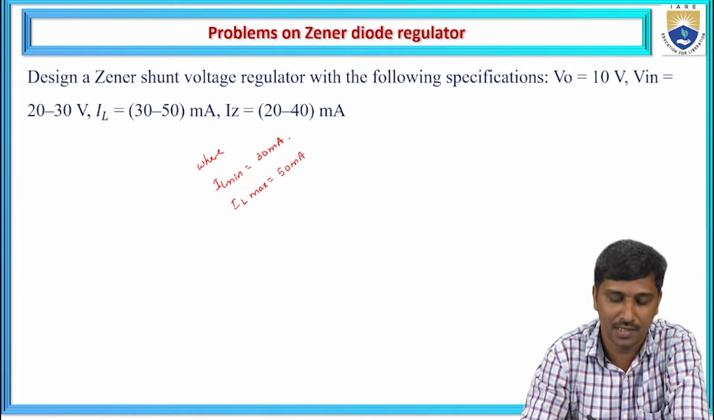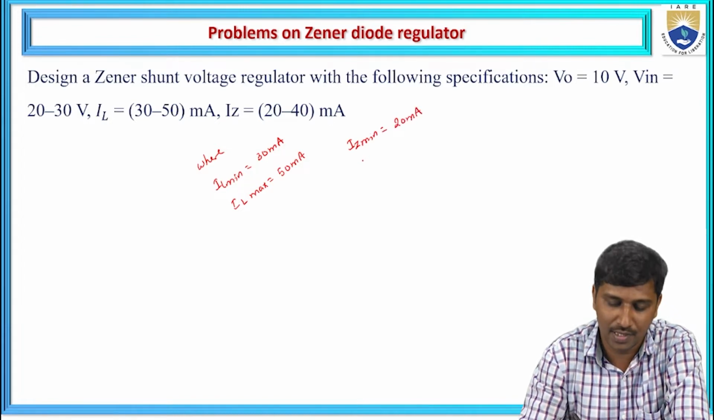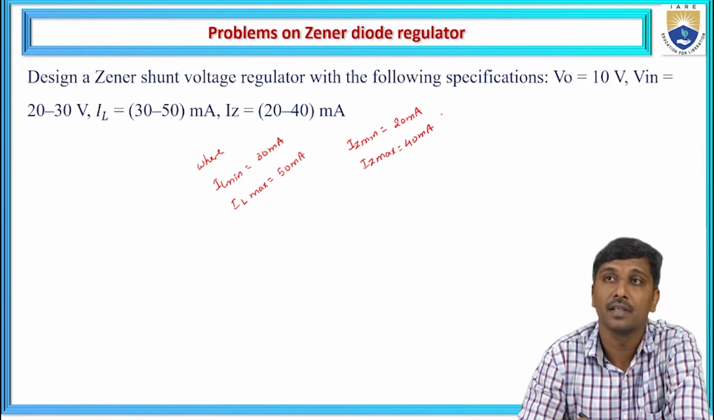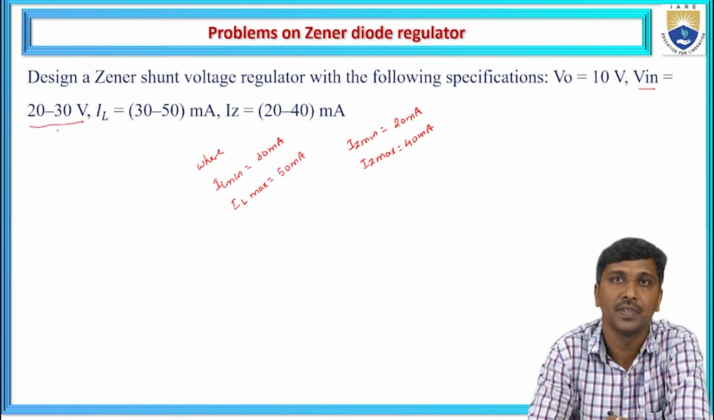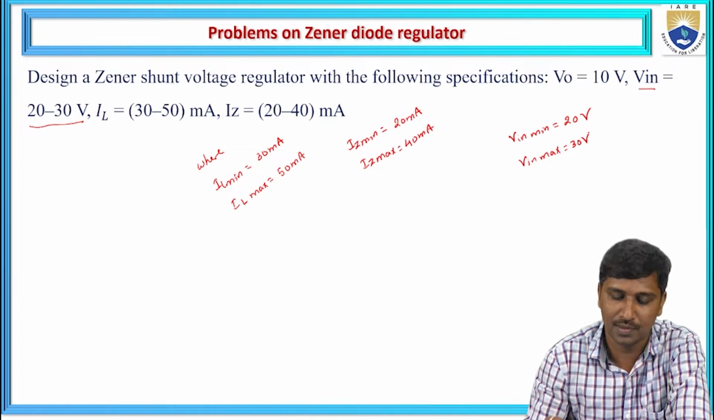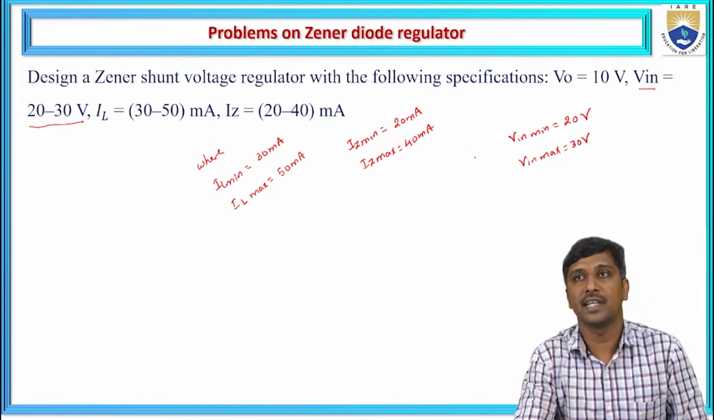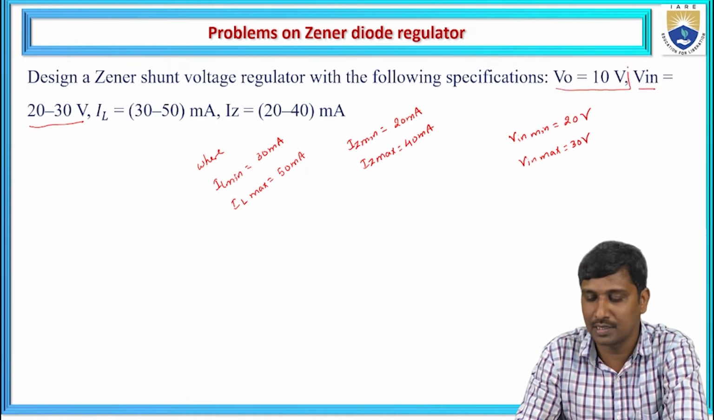Similarly, the minimum Zener current is 20 milliamperes and the maximum Zener current is 40 milliamperes. And the Vin lies between 20 to 30 volts, which means the Vin minimum value is 20 volts and the Vin maximum value is 30 volts. For all these given specifications, the Zener diode regulator produces an output voltage of 10 volts.